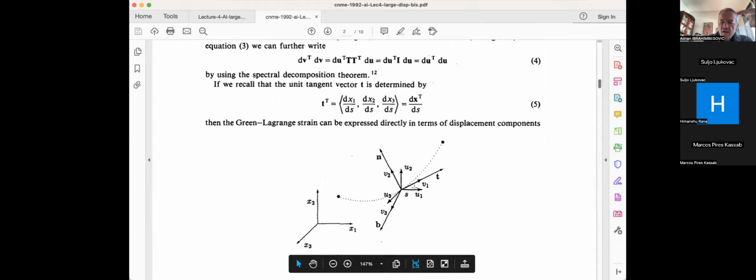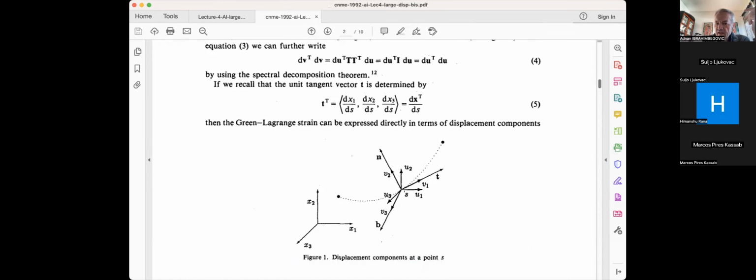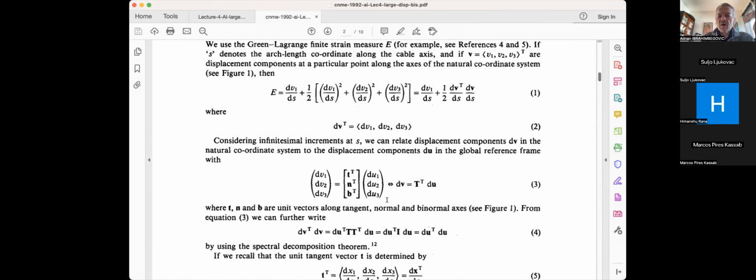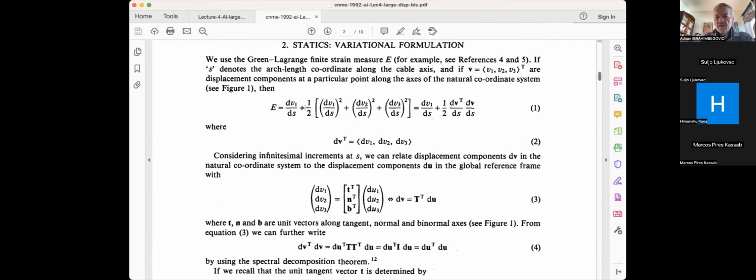And then in this curvilinear coordinate, I have this local triad with t being the tangent vector, n being the normal vector, and b being the binormal vector perpendicular to t and n. And along these axes, I have components that are v1, v2, and v3. So my Green-Lagrange strain could be written as dv1/ds plus 1/2 (dv1/ds) squared plus (dv2/ds) squared plus (dv3/ds) squared. I can write this in matrix notation: dv1/ds plus 1/2 the vector dv/ds, which has components dv1, dv2, dv3 over ds, transposed, times dv/ds.